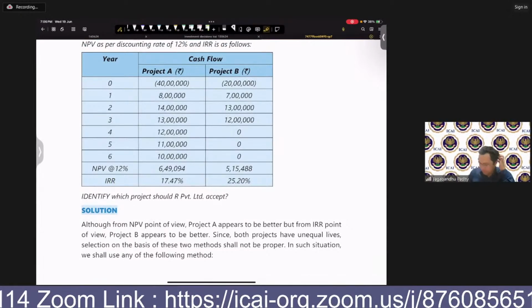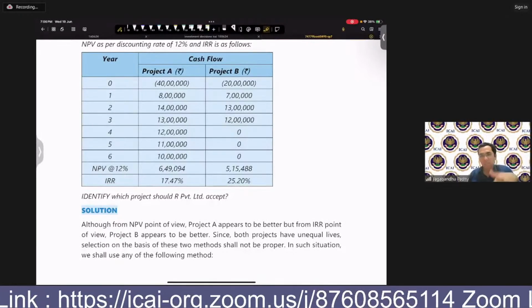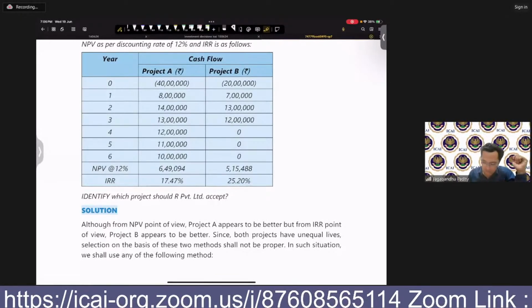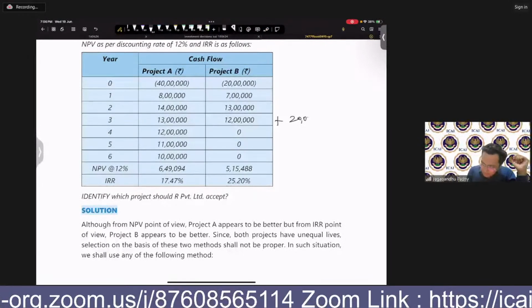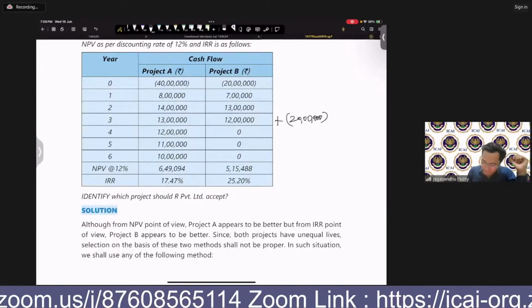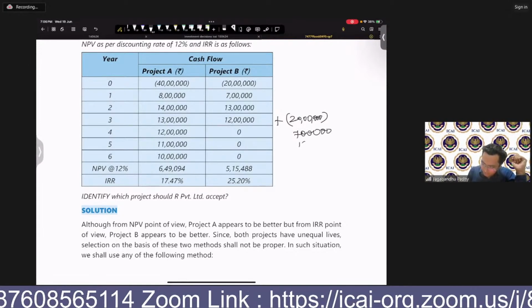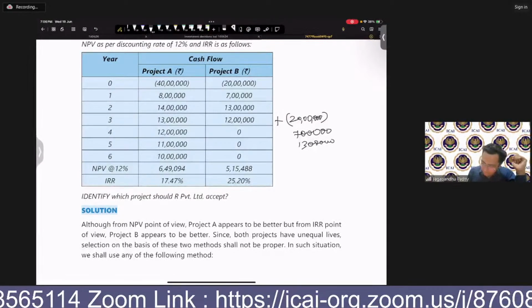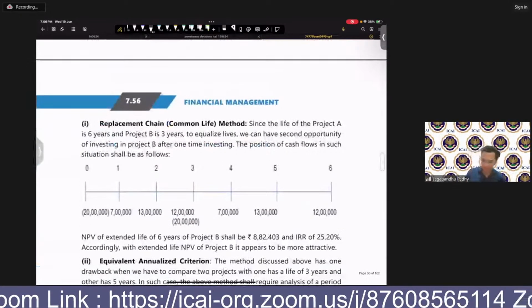So what we assume is, let's say B runs for 3 years. For the balance 3 years, again the project B will be undertaken, or I can say, we will say 20 lakh will be reinvested in the third year. That will be providing you 7 lakh, 13 lakh, and 12 lakh cash flows again. And then you compute the NPV.